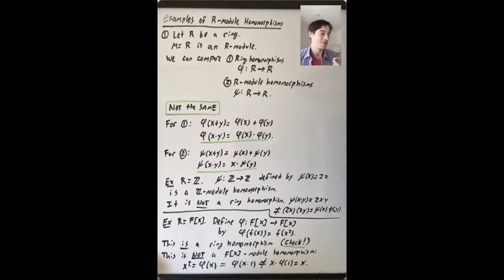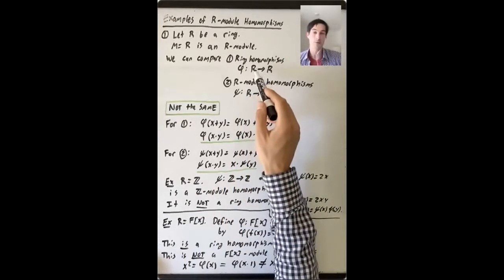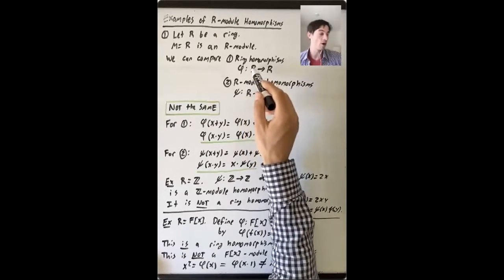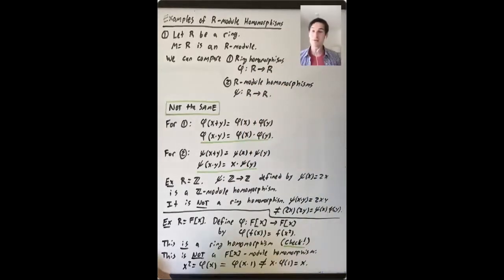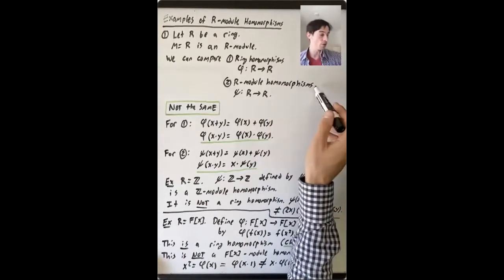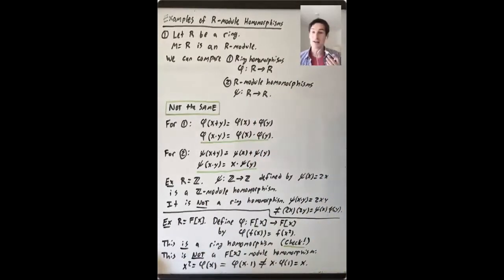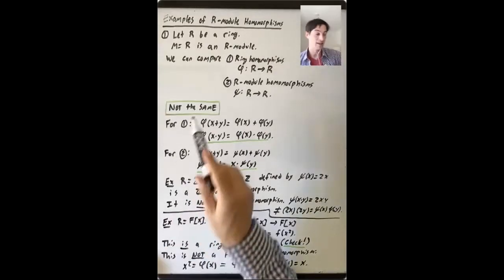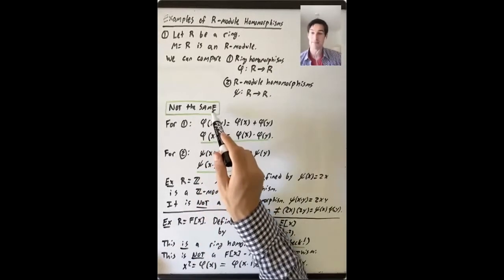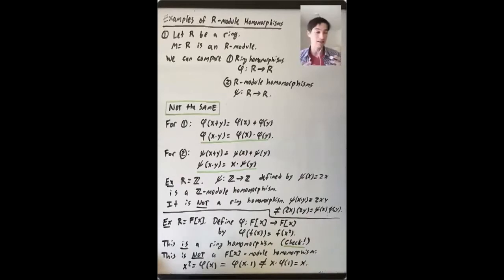All right. So in this case, we can compare two different kinds of homomorphisms. We can compare the ring homomorphisms, phi from R to itself, and then we can compare the R module homomorphisms, psi from R to itself. And the thing that I want to emphasize is that these are not the same. So what are the things that need to be true in each case?